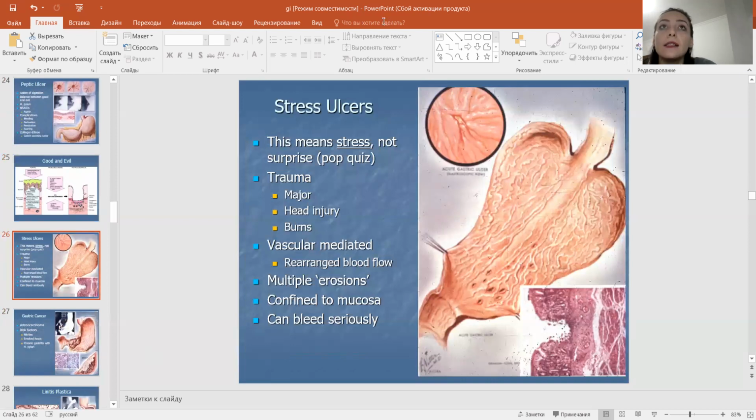Stress ulcers. This means stress ulcers. It is not a surprise. Trauma, major head injury, burns, vascular mediated rearranged blood flow, multiple erosions. You can see, confined to the mucosa, can bleed seriously.